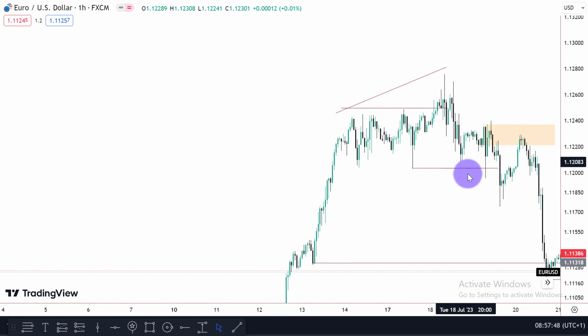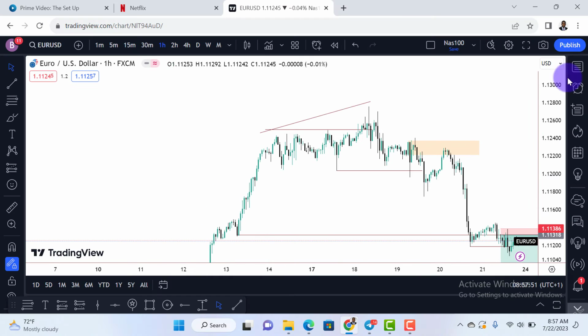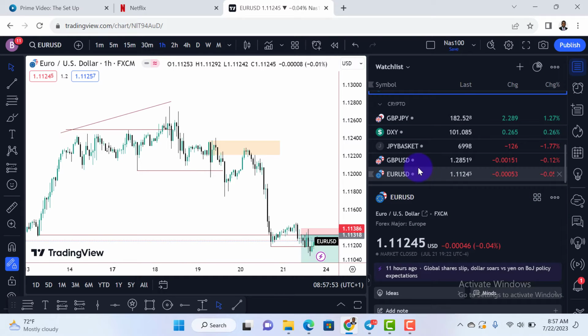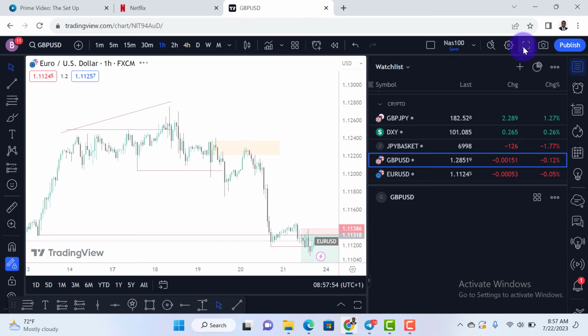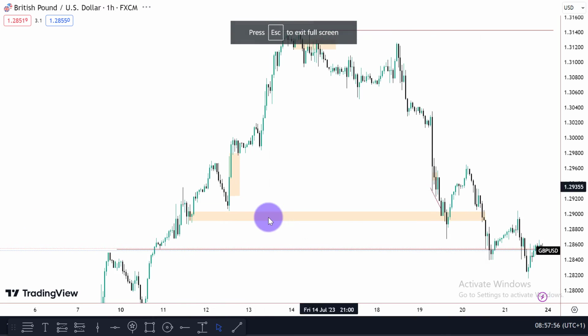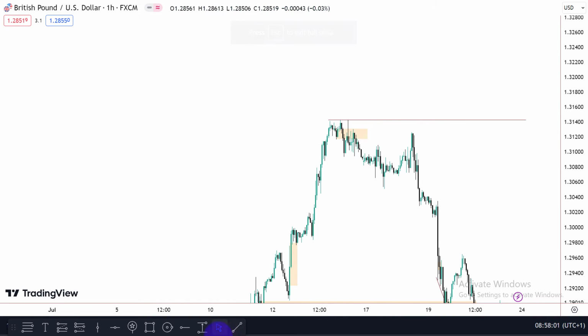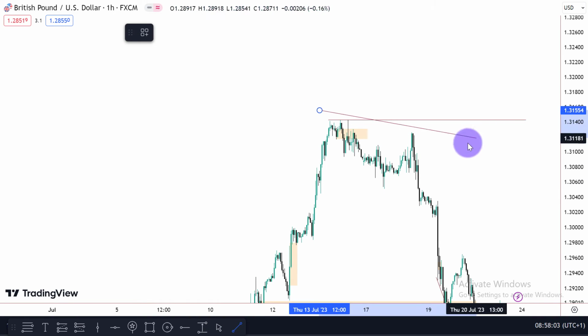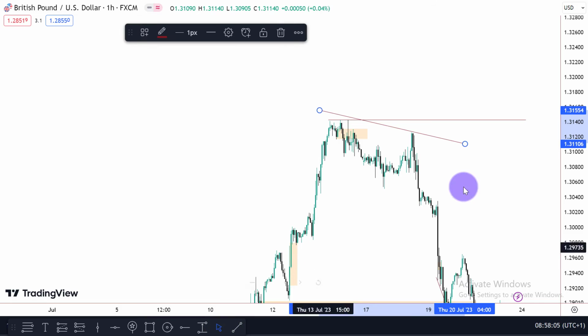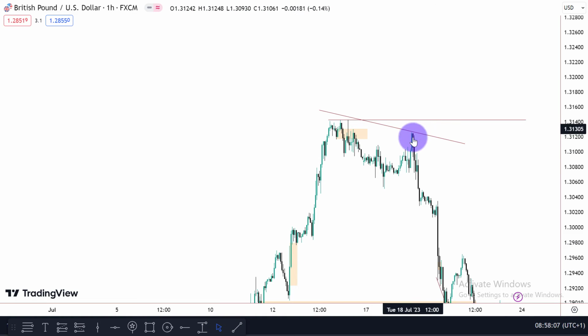The dollar did not form a lower low. GBPUSD as well did not form a higher high. So that was a clear smart money divergence. You can see that GBPUSD did not form a higher high, GBPUSD formed a lower high. So what we had was a smart money divergence identified on that Tuesday.